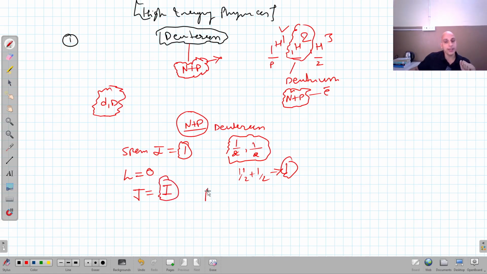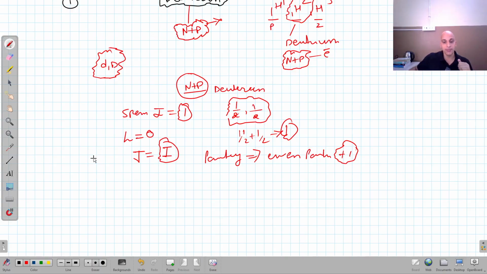As far as the parity of the deuteron is concerned, it is found that it has an even parity. Even parity means it is plus 1. We know very well about parity, and in fact I am going to take parity in this lecture also. So it has even parity.